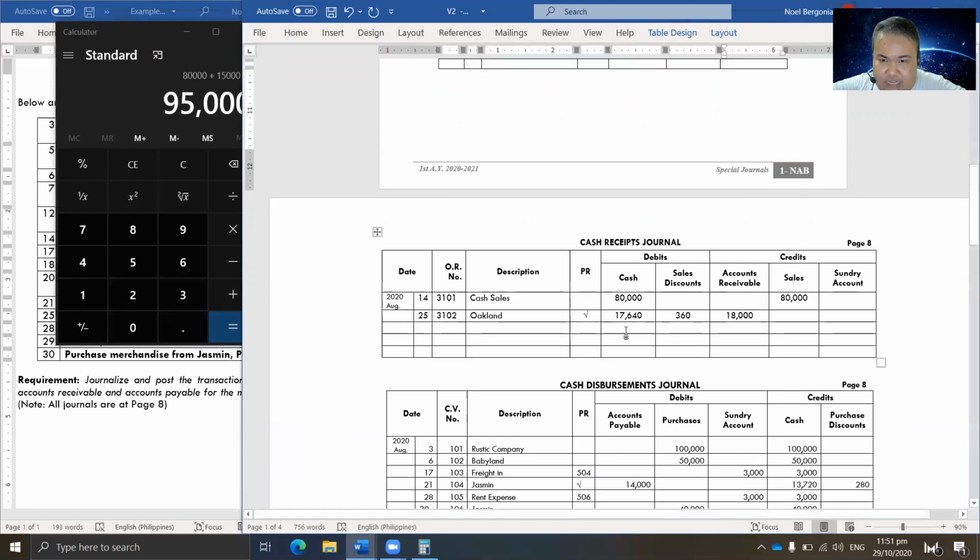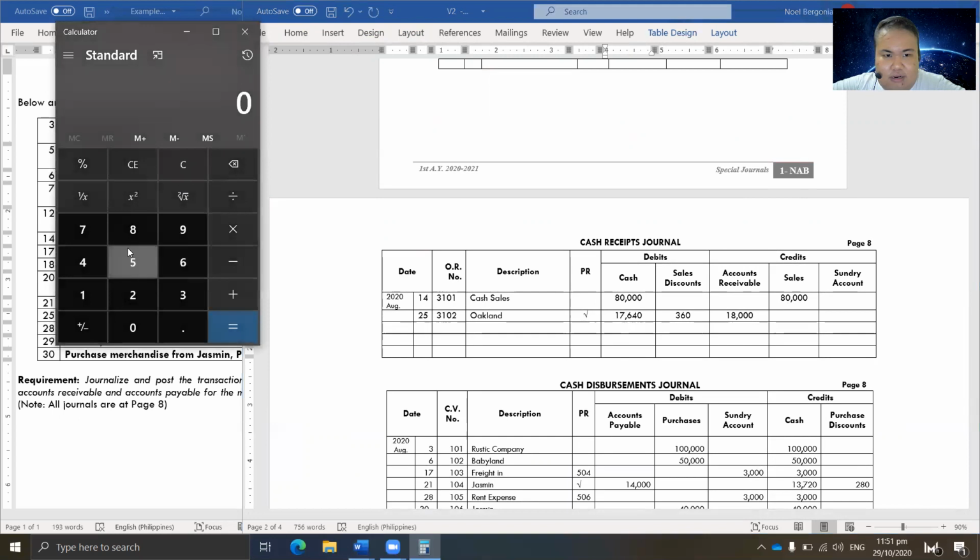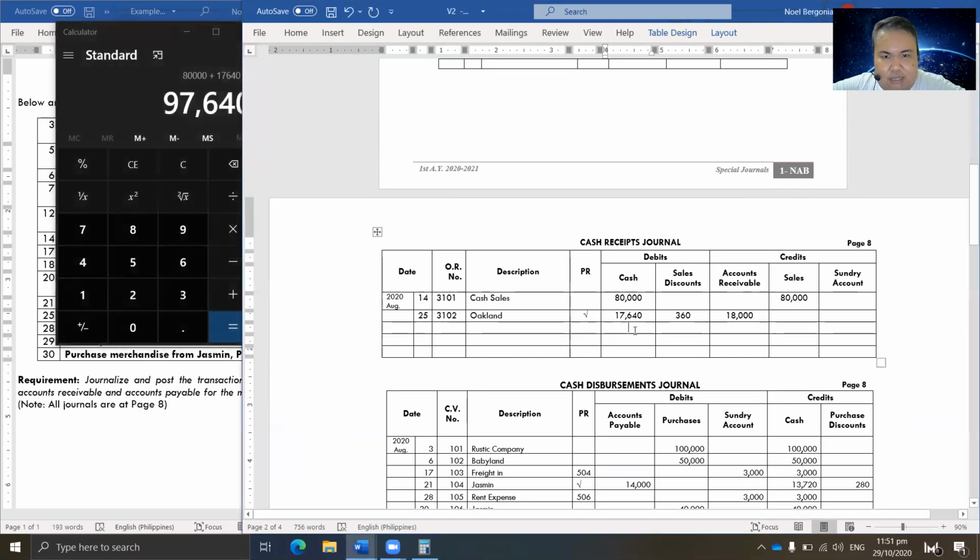Next would be on the cash receipts journal naman. Okay? So yung cash natin na column. Okay, so magkano yan? 80,000. Okay. Plus 17,640. So that's a total of 97,640.